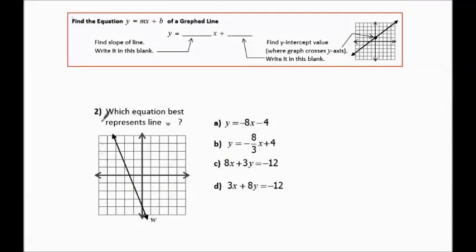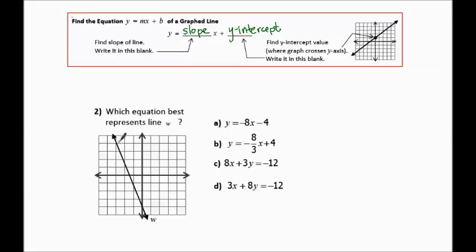In the next example, they ask us which equation best represents line W, and that refers to this box of information that you have on your notes. Keep in mind that you're going to use this format of an equation when you're trying to come up with the equation from the graph, where the first blank will be the number for your slope, and the second blank will be the number for your y-intercept.